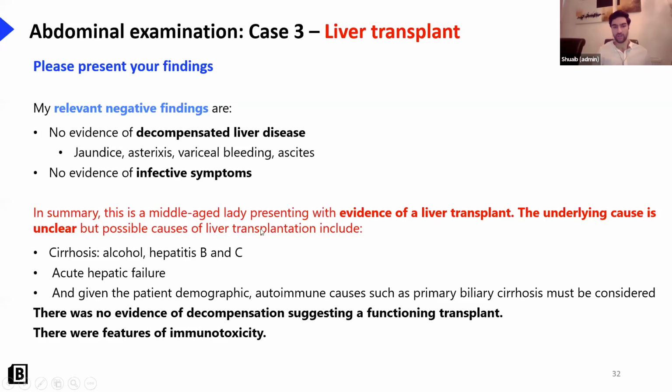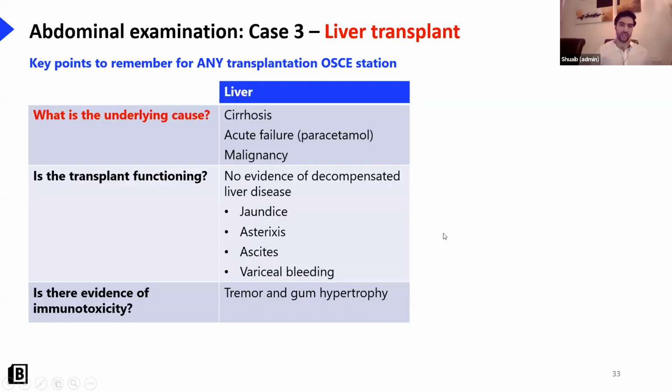So here we've said it's a liver transplant. These are the possible causes. It's functioning correctly. And there were features of immunotoxicity. So we've got all 4 of those points in and you've got every mark that you can get. That's what this slide really goes into. So key points to remember for any transplant OSCE, whether that's liver, whether that's kidney: what the transplant is, obviously, is the first thing. As we said, the underlying cause, is the transplant functioning, and evidence of immunotoxicity.